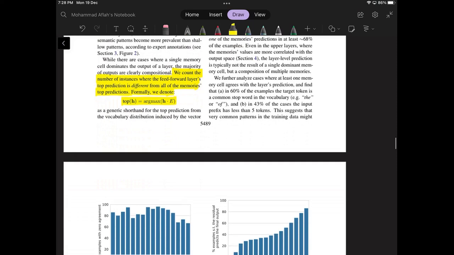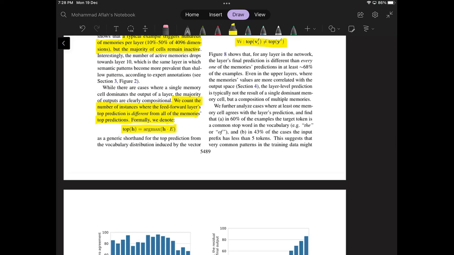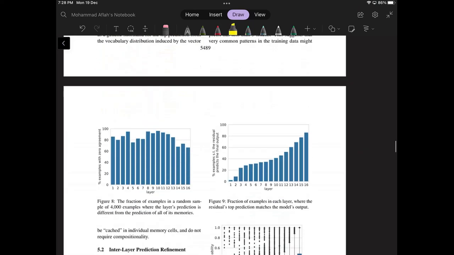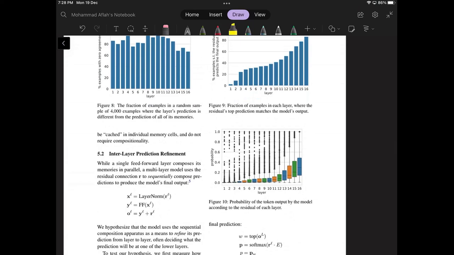We further analyze the cases where at least one memory cell agrees with the layer prediction, and find that in 60% of the examples, the target token is a common stop word in the vocabulary. So in this case, there are high agreements. In 43% of the cases, the input prefix has less than 5 tokens. This suggests that very common patterns in training data can be cached, since they do not require any compositionality.